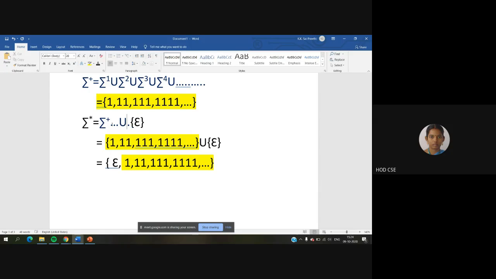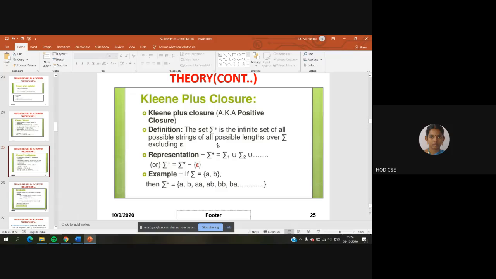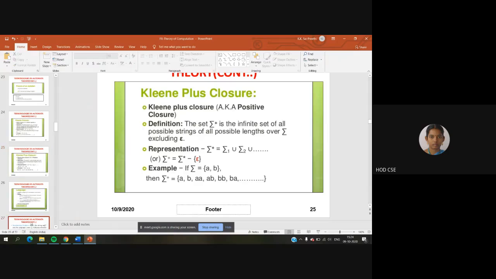This is very similar to set operations: set union, set difference. Is it clear? So this is the relation of sigma star in terms of sigma plus. Is it clear now? You are joining the two sets, and joining is nothing but a union. Let us get into the next slide.